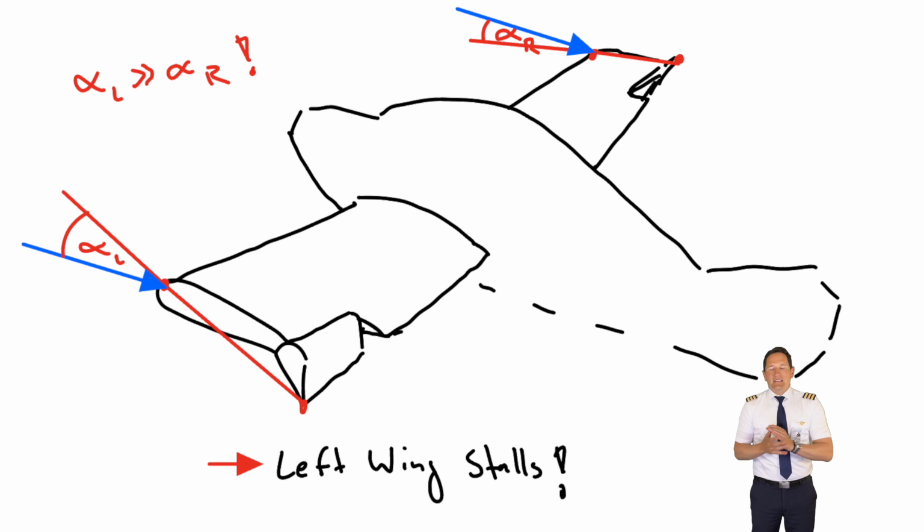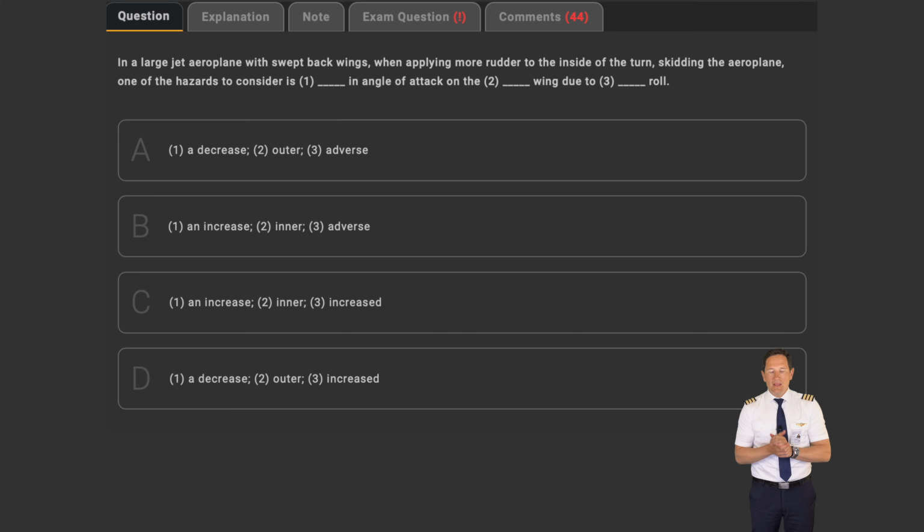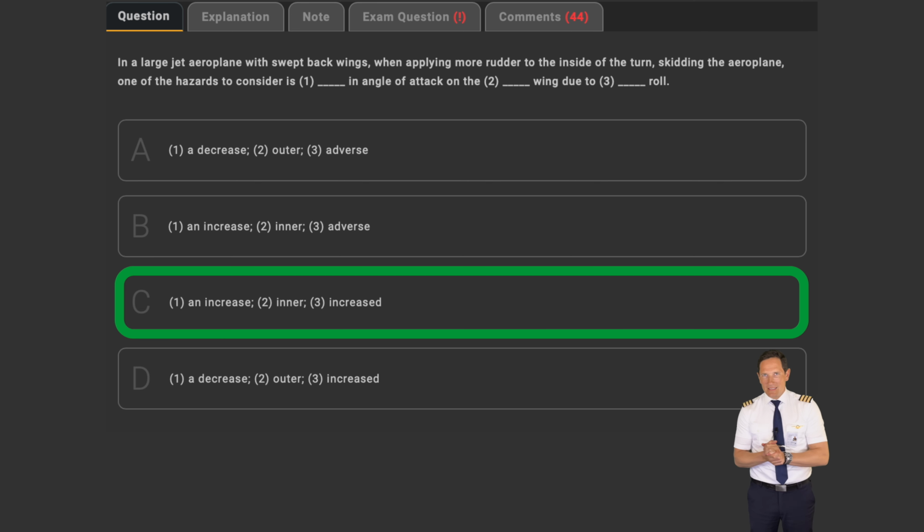Thanks, Fabian. That was clearly a tough one. So summing up what you've just said, it is an increase of the angle of attack on the inner wing due to an increased roll that has to be counteracted by applying opposite aileron. So it must be answer C.